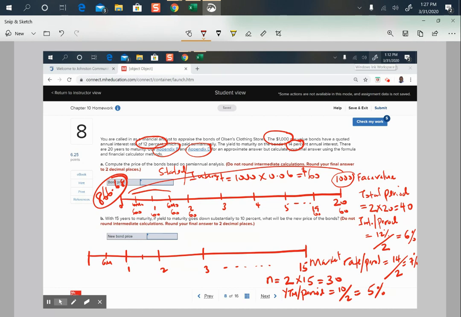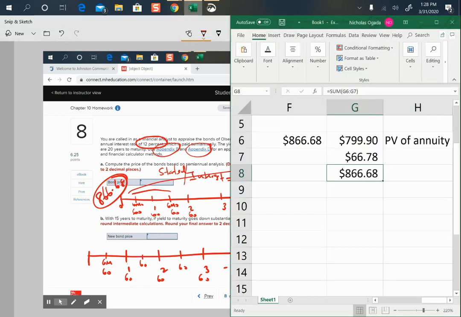In terms of the payment, nothing changes, because what we're being told here is that with the 15 years to maturity, the market rate changes, but the payment will still be the same as in Part A. So you're still paying out $60, but we only have 15 years left on this particular bond. So then in that case, what is the value of the bond? If you use your Excel, you do the same thing to determine your present value, or the price of this bond.